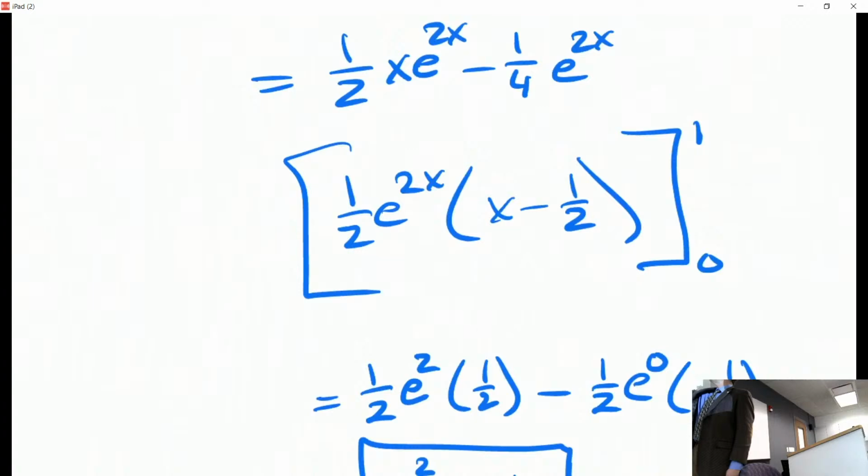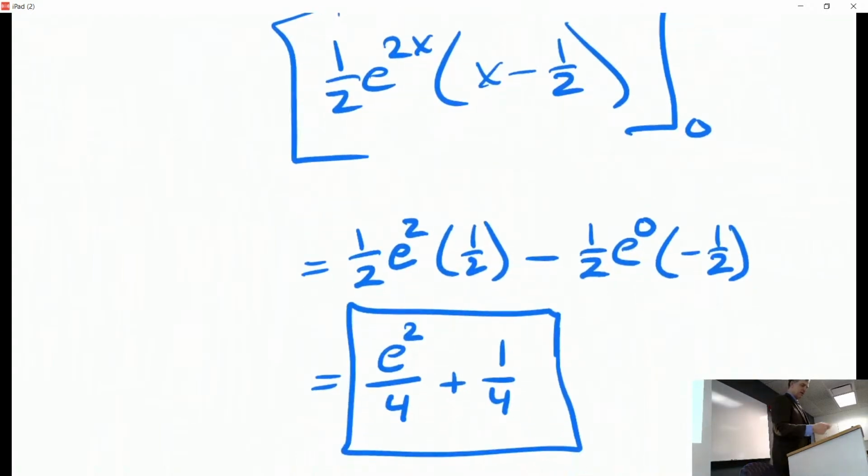So that's the limits. Oh, I rearranged a bit before I plugged limits in. So this is the upper limit. This is the lower limit. Don't neglect the lower limit here. E to the 0 is not 0. But anyway, getting down here, this is what I got.